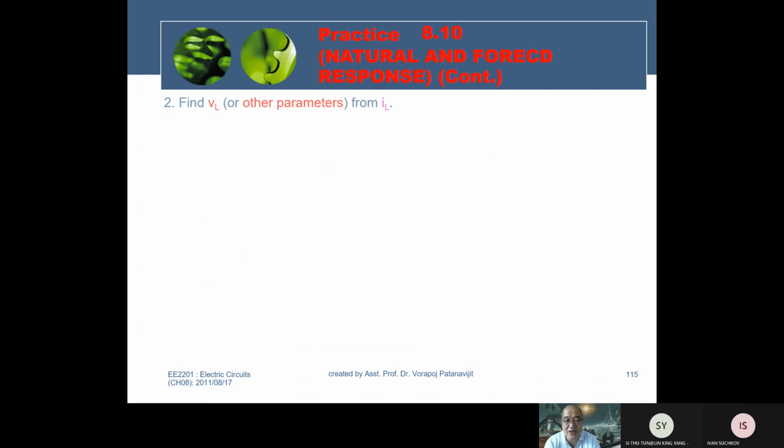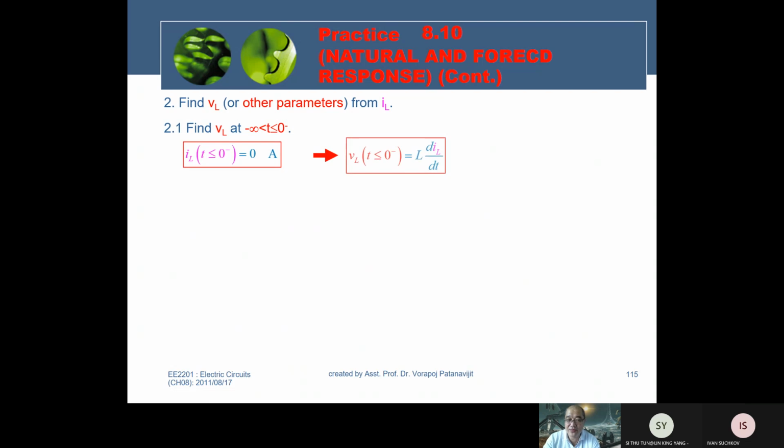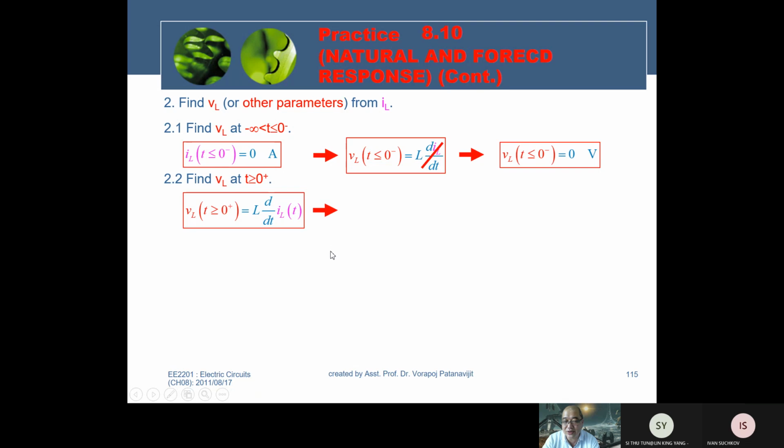Now, if the question asks you for more, such as VL, you can derive it from IL. VL for time less than 0: IL is 0, it is constant. VL is equal to the derivative of IL with respect to time. If IL is constant, VL is 0 too. And VL for time greater than 0: IL is equal to 100 minus 100 e power minus 50t.